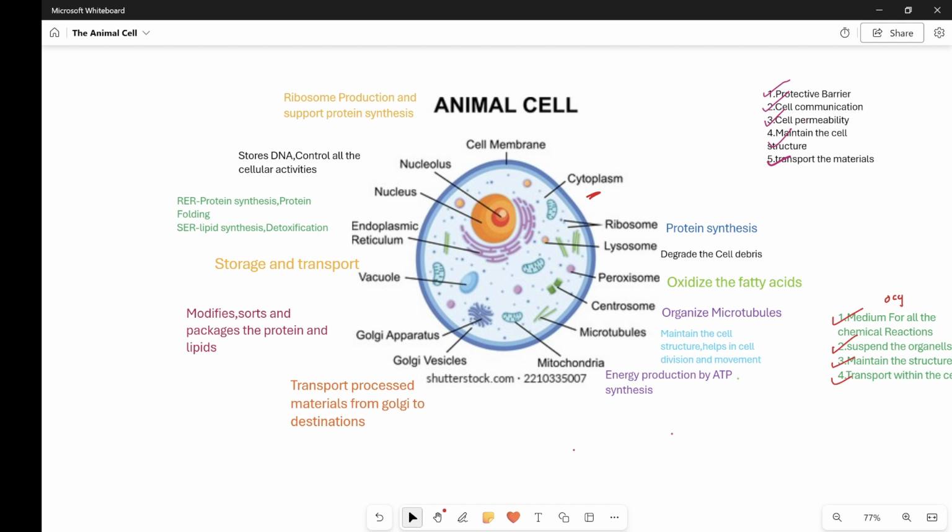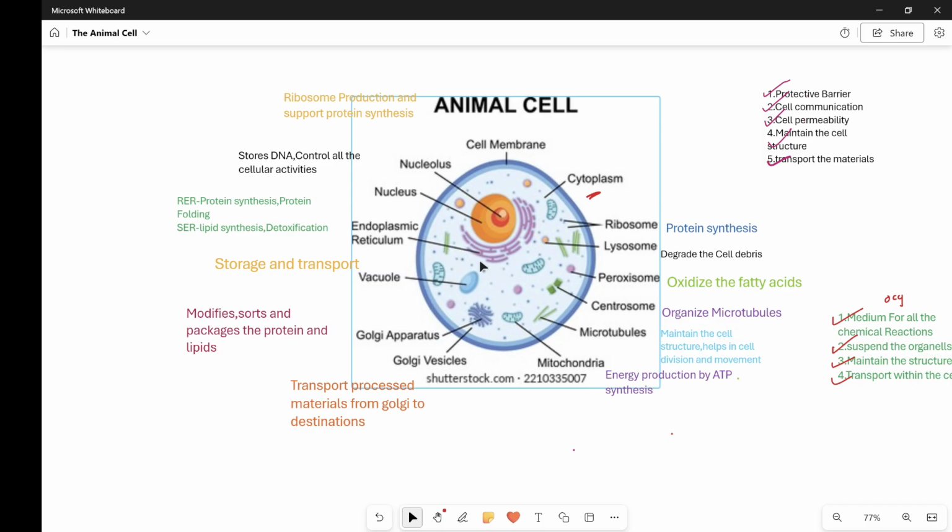The next two elements are the Golgi apparatus and the Golgi vesicles. Golgi vesicles are borrowed from the Golgi apparatus. The Golgi apparatus is a stack of flattened sacs found in the cytoplasm. Its main roles are to modify, sort and package proteins and lipids. The role of the Golgi vesicles is to transport the processed material from the Golgi to its destination. The destination can be the ER, mitochondria, nucleus or whatever.